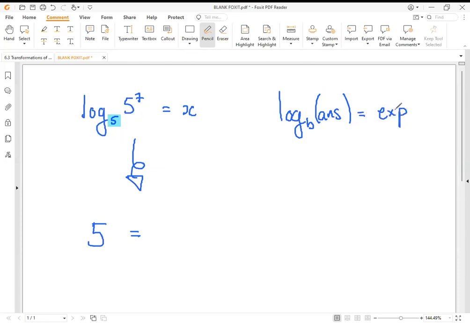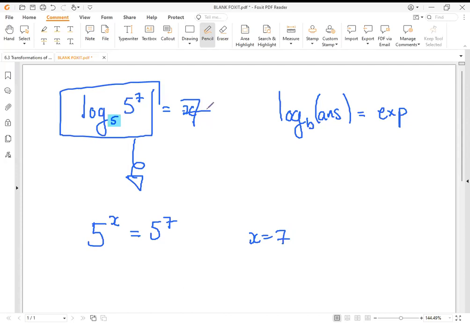Remember that? So if I were to change this back into the exponent, 5 to the power of x is equal to 5 to the power of 7. So that x is just 7. So this entire thing is just 7. Trick question. Well, not really a trick question, but it really tests whether you know what the question is asking. The answer is right there in front of your eyes.